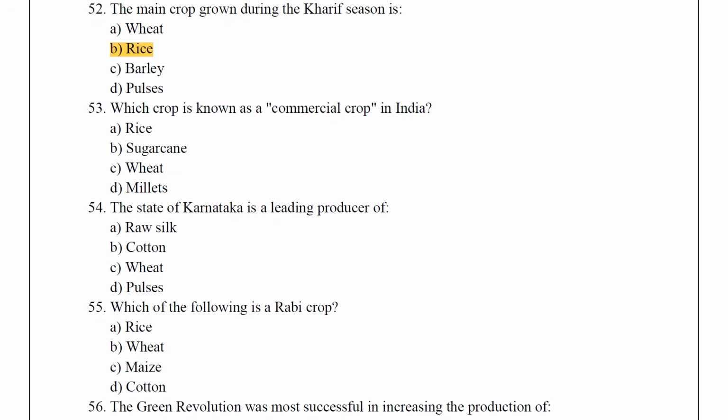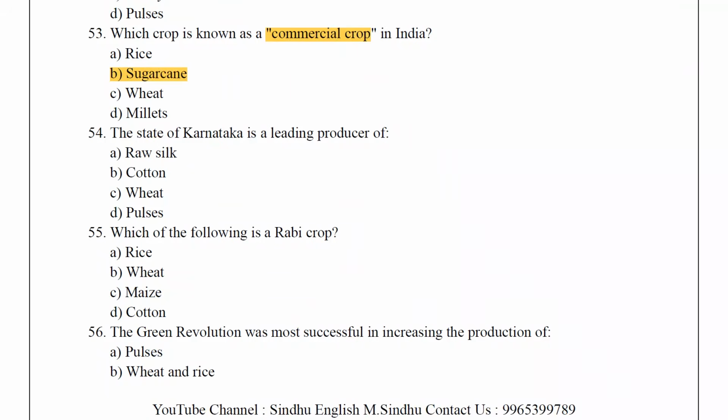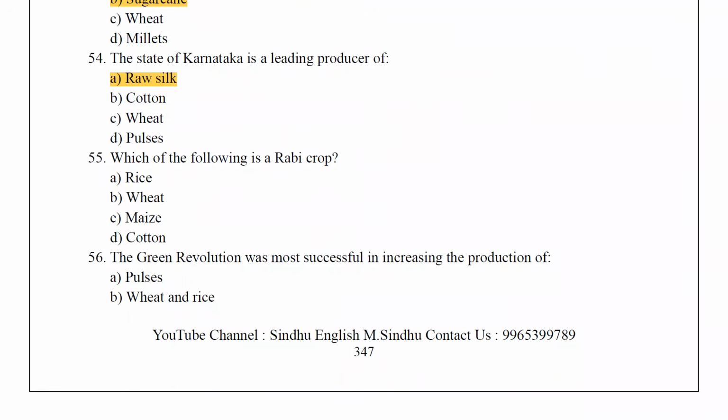Which crop is known as a commercial crop in India? Sugarcane. The state of Karnataka is a leading producer of raw silk. Which of the following is a Rabi crop? Wheat. So, Rabi crop, what do we call it, if you see, it is wheat.